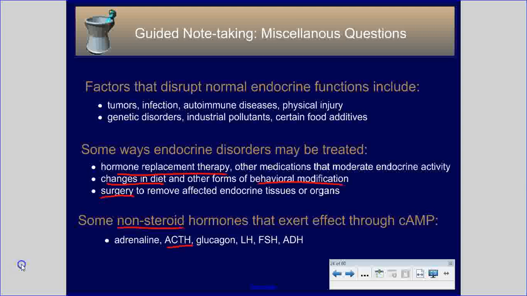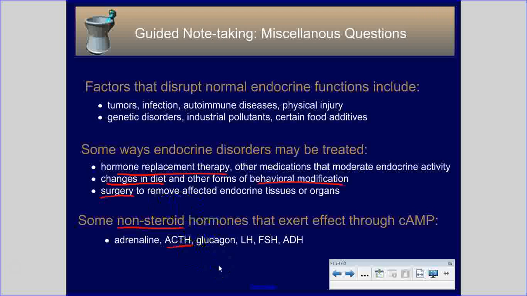If you have an endocrine disorder, it might be treated through hormone replacement therapy. So if it's causing too little of a certain hormone, then it may be as simple as taking a synthetic version of that hormone, or other medications that might help to moderate the endocrine activity of that gland. It may mean a change in diet or other form of behavioral change, or it may even require surgery. Maybe a certain section of the endocrine tissue may have to be removed, and if that was the case, then you probably have to also supplement with hormone replacement therapy.